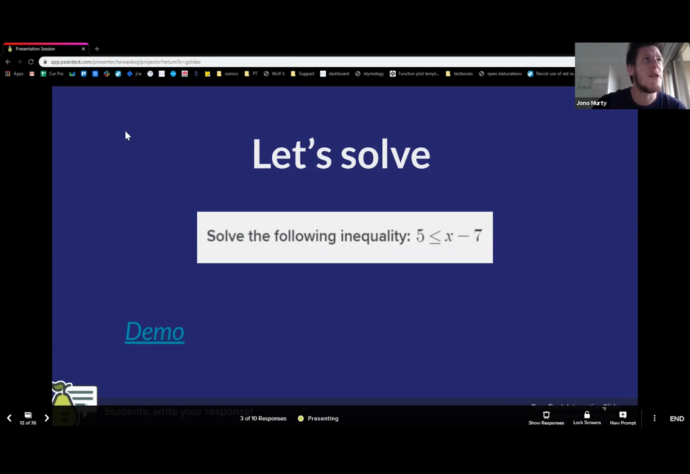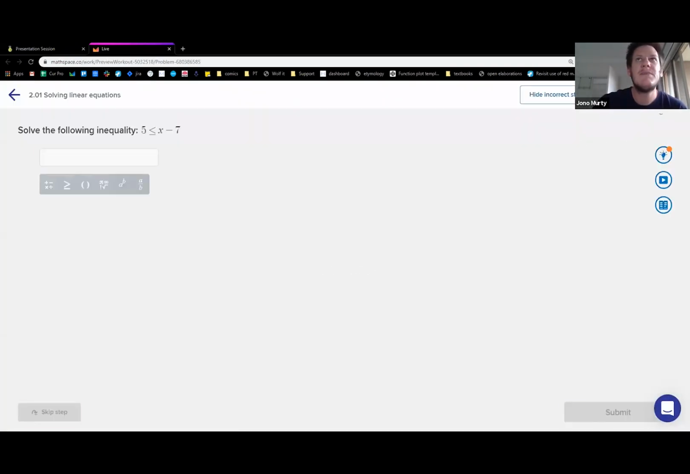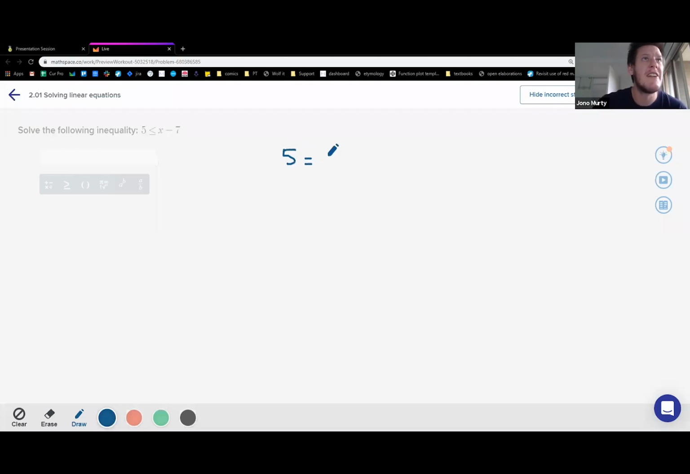So one way of doing these questions is just to replace the symbol with an equals sign and just remember to put it back at the end. So if we have 5 equals x minus 7, I can add 7 to both sides. And that gives us 12 equals x. And now I'm at the end, I can just put back in this symbol.